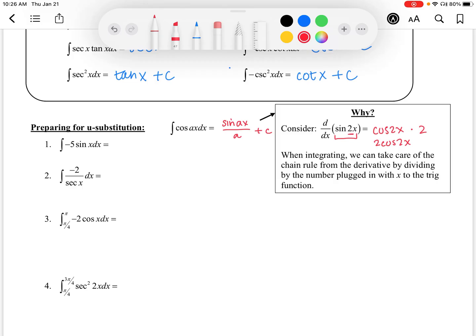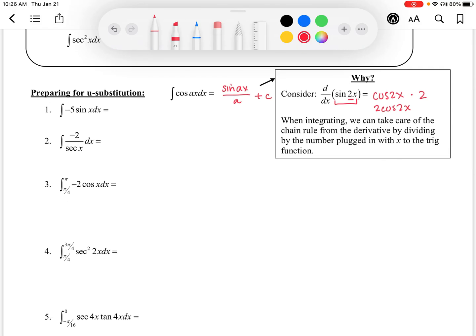If I have something on the inside of the trig function with my x, when I do an integral, I also have to divide by whatever that is. So when integrating, we can take care of the chain rule from the derivative by dividing by the number plugged in with the x in the trig function. That's that formula right there.